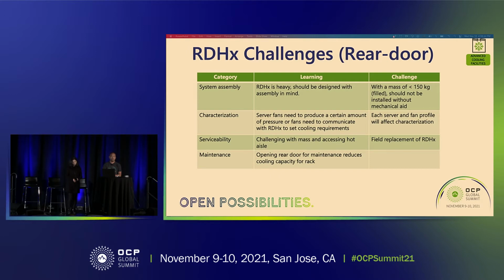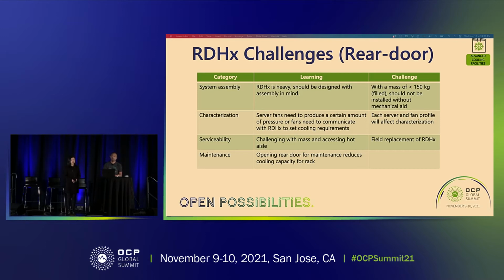We have categorized four main challenges for the rear door heat exchanger. The first category is system assembly. The rear door heat exchanger is the width and height of the rack, and it sticks about 1 foot out from the back of the rack. It weighs at least a few hundred pounds, so a single technician can't lift and mount it without mechanical aid. To put on a rear door heat exchanger, they'll need some sort of lift or jig to lift it and put it on.